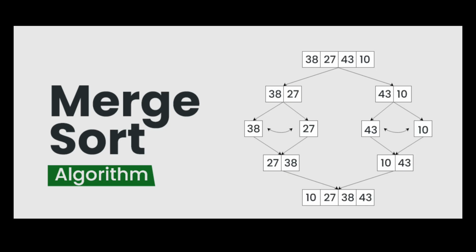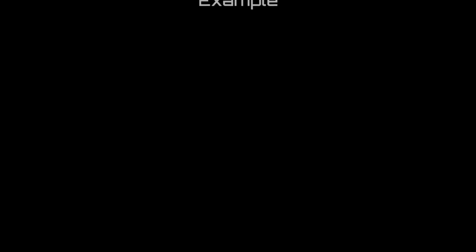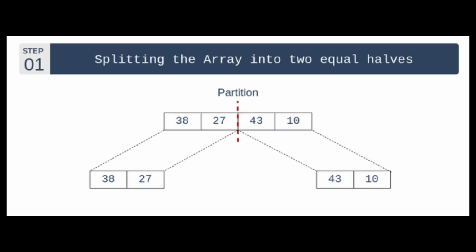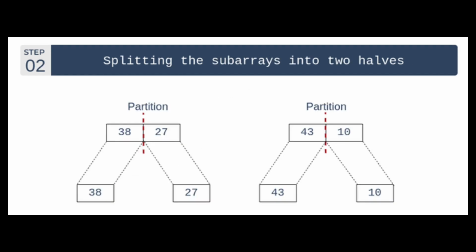data. Merge sorting. It divides an array into smaller subarrays, sorting each subarray and then merging the sorted subarrays. Let's consider an array of 38, 27, 43, 10. First divide the array into two equal halves. These subarrays are further divided into two halves. Here, after that it can't be divided.